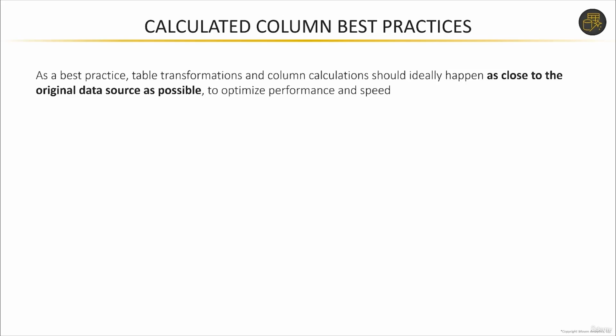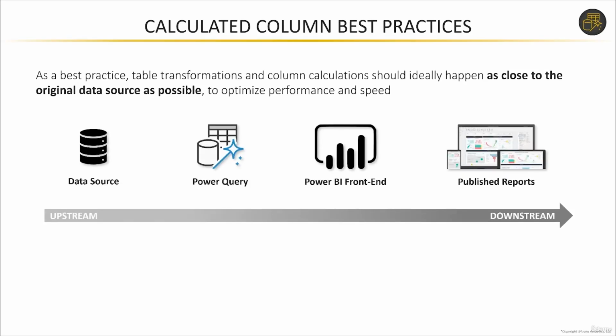Basically, all of this boils down to optimizing Power BI reports for performance and speed. Here's a high level look at the different places where calculations should be made or added as part of a report development project. Ideally, new data features and columns are added as far upstream as possible, which means as close to the original data source as possible. And if that can't happen, then your next best option is to create calculated columns using the query editor, followed by the Power BI front end, and last in published reports or dashboards if that functionality exists.